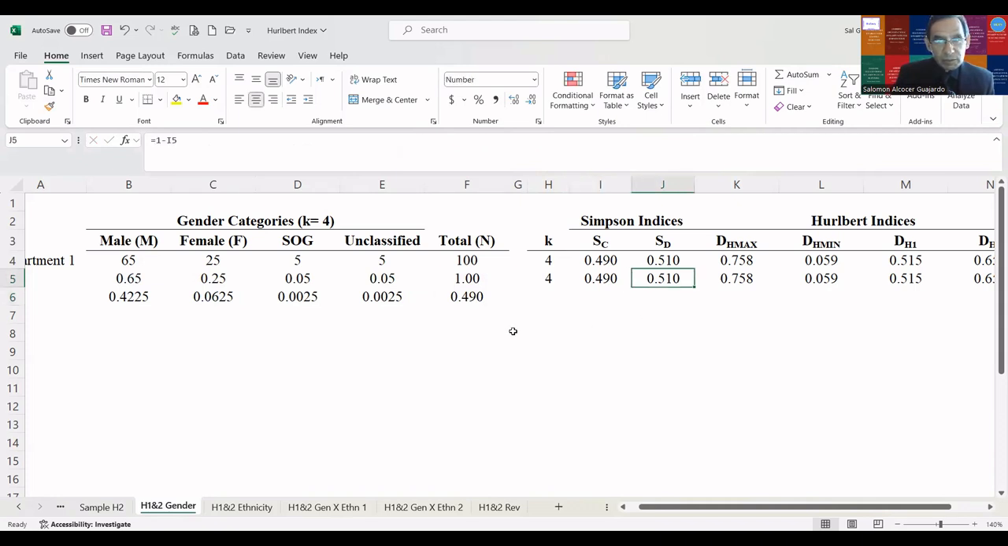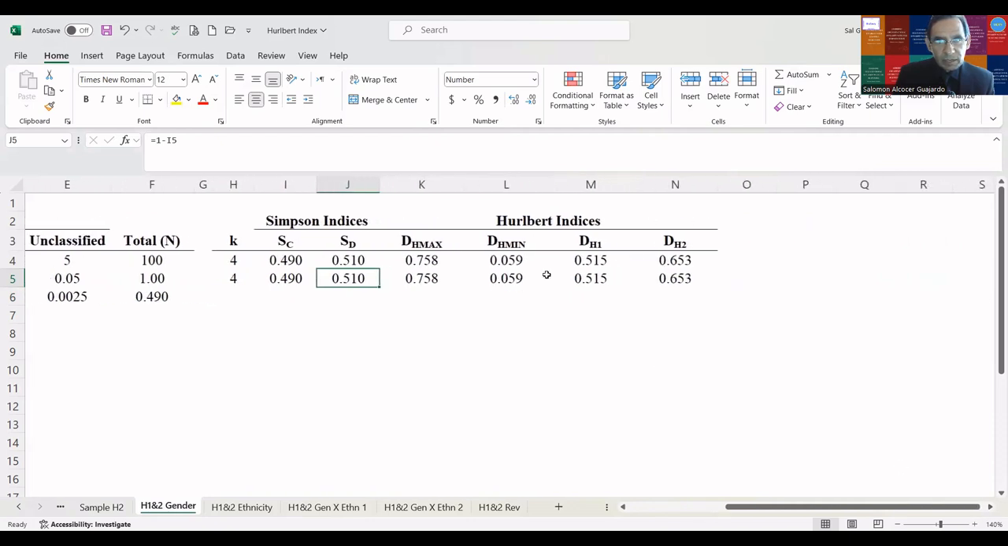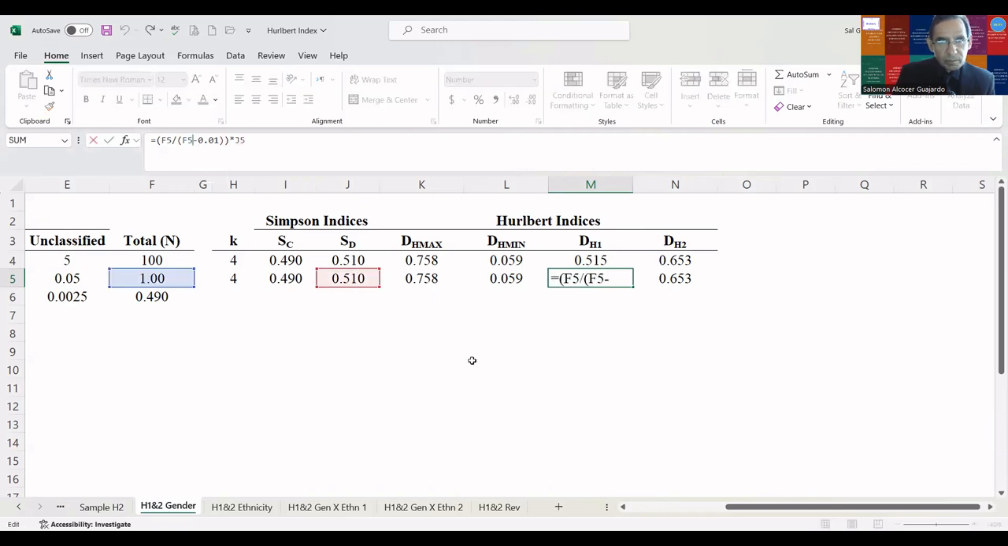Recall that the Simpson diversity score is basically 1 minus the concentration score. So 1 minus 0.490 gives me the 0.51. So with that data, I can calculate, let me go to M5, the Hurlbert Index of Diversity.